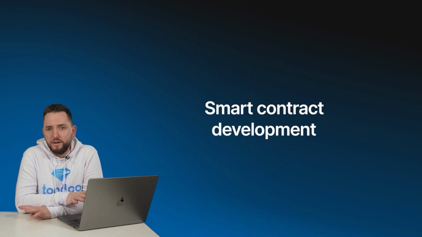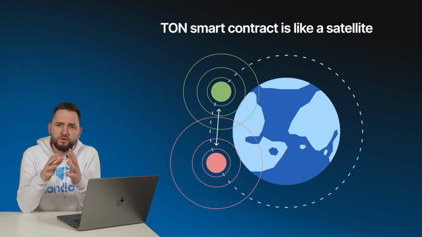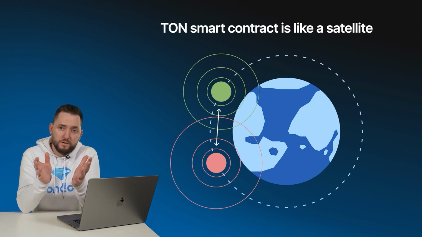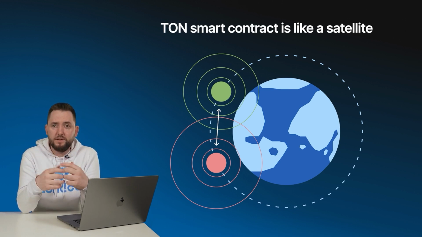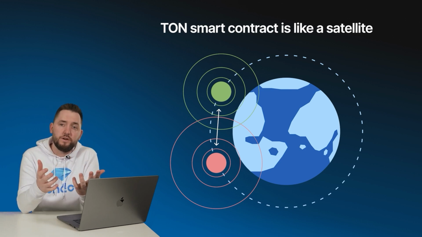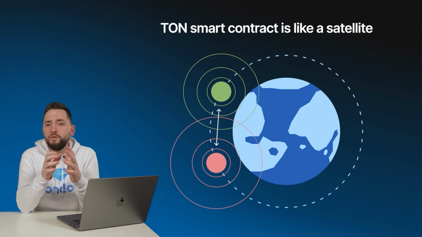The best allegory that I was able to come up with to explain the life cycle of TON smart contract development is the following. You could think of a TON contract as a satellite that is launched to the orbit of the Earth, and the satellite is flying around the Earth, interacting with other satellites. It's able to accept information from the Earth, process it, and send some results. But before we actually launch it to space, there are a few stages it has to go through.